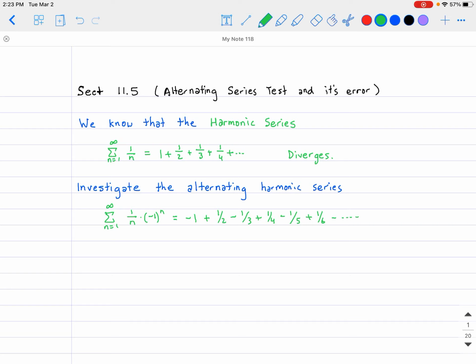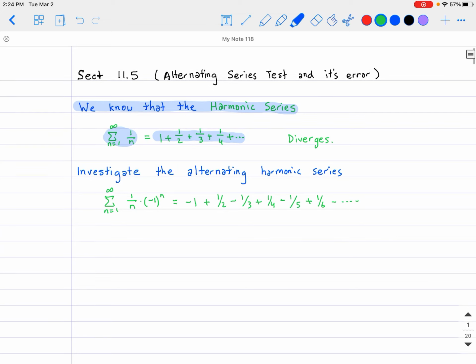Here is an example of what I'm talking about. We know that the harmonic series, the summation from n equals 1 to infinity of 1 over n, diverges. If you add 1 plus 1/2 plus 1/3 plus 1/4 and so on, it diverges because we did a comparison test in the past where this is greater than a whole bunch of 1/2s added together. So therefore it diverges. But if we take this harmonic series and change it into an alternating harmonic series, what happens then?